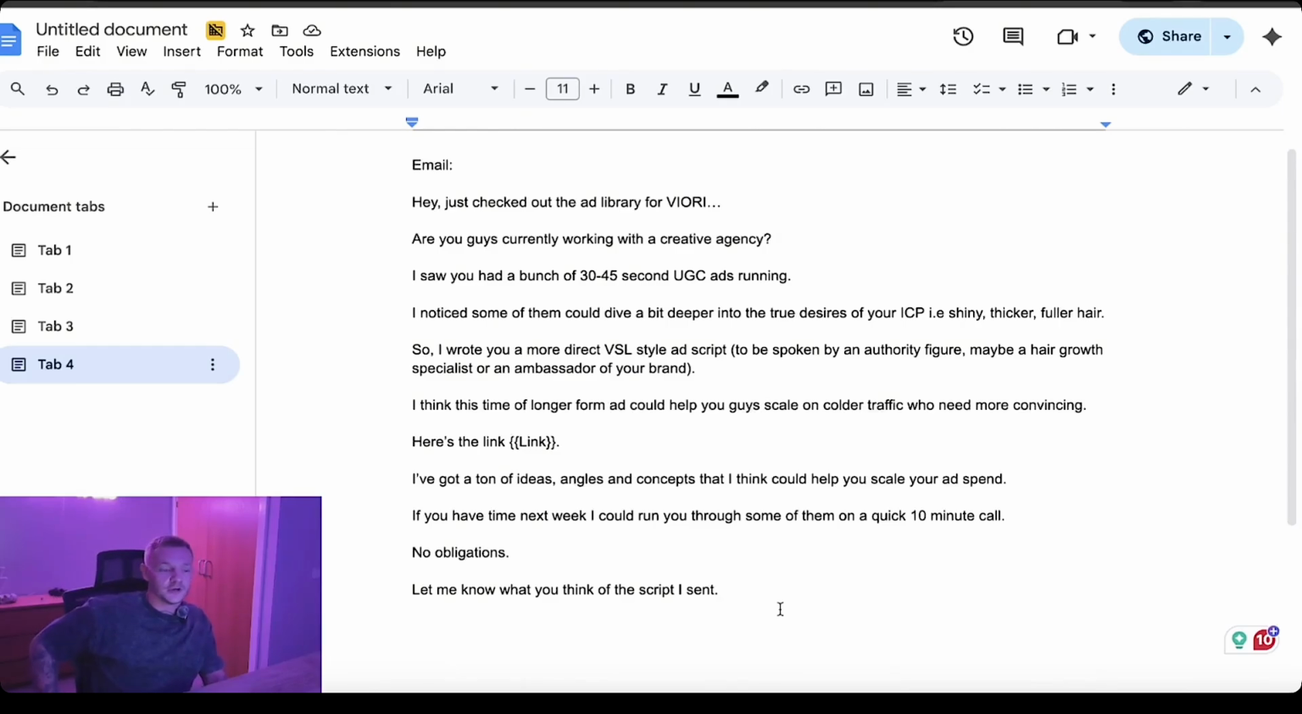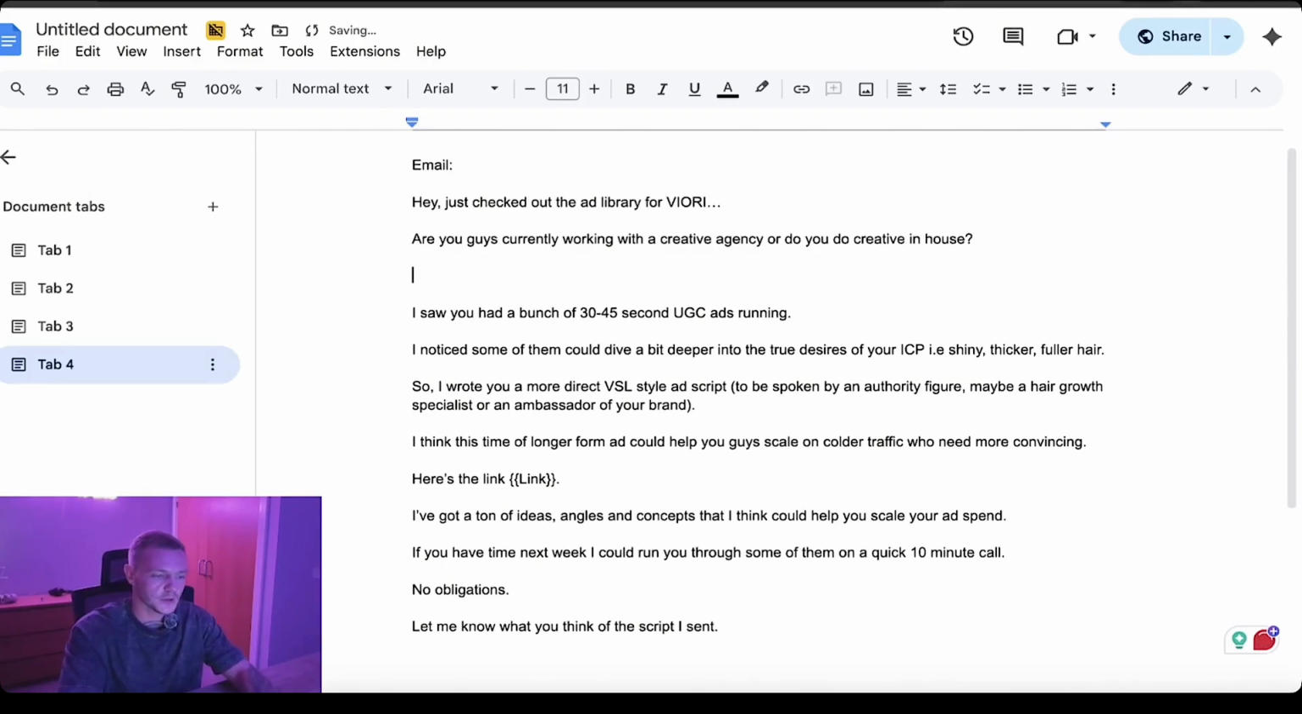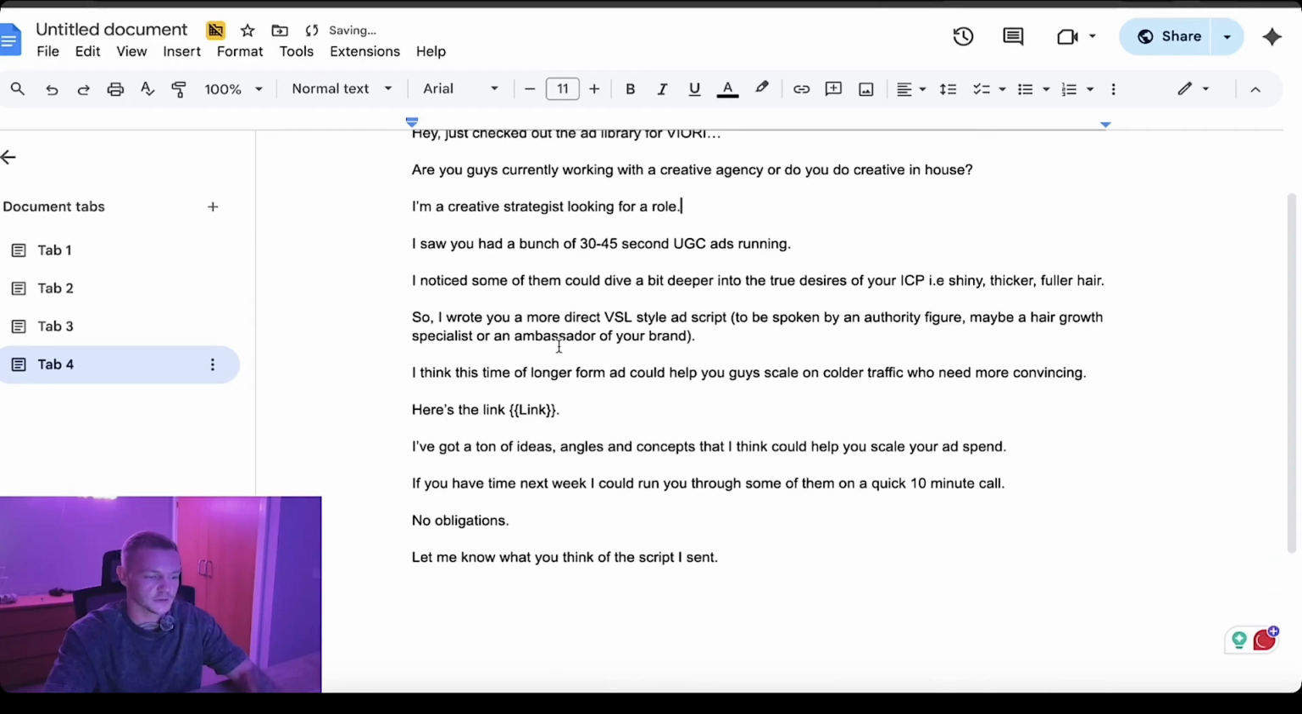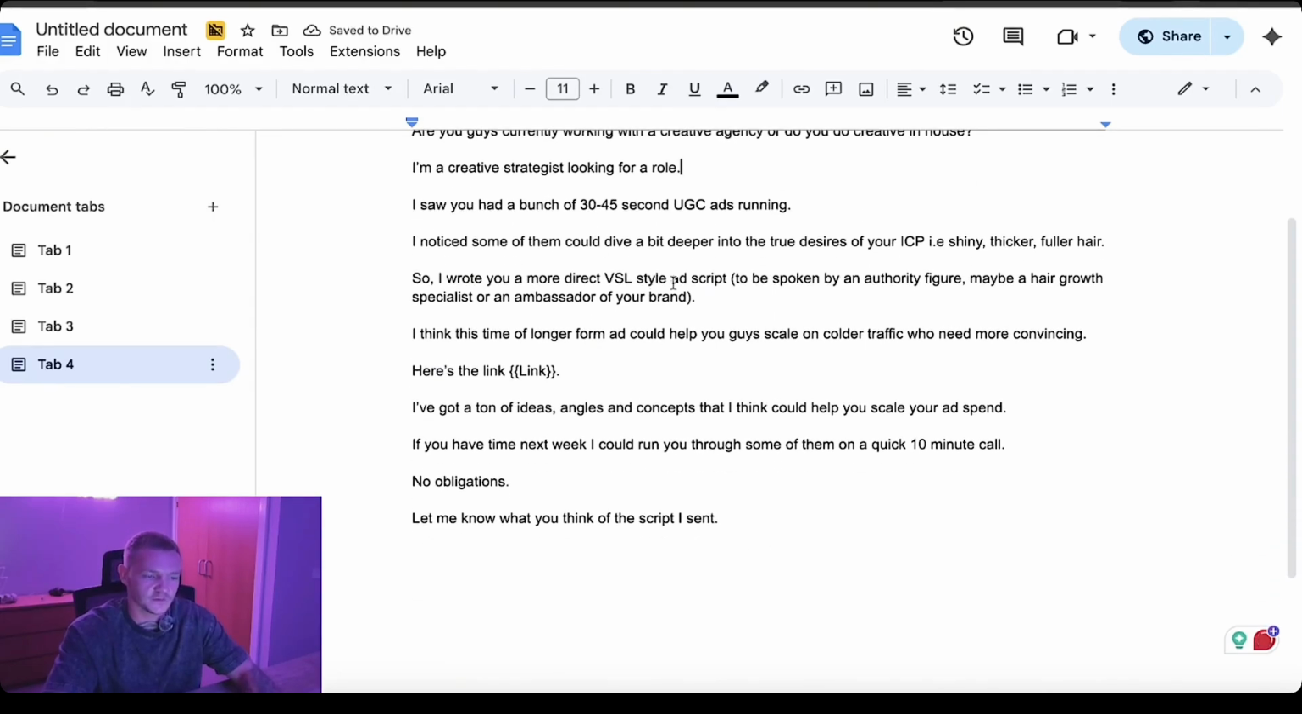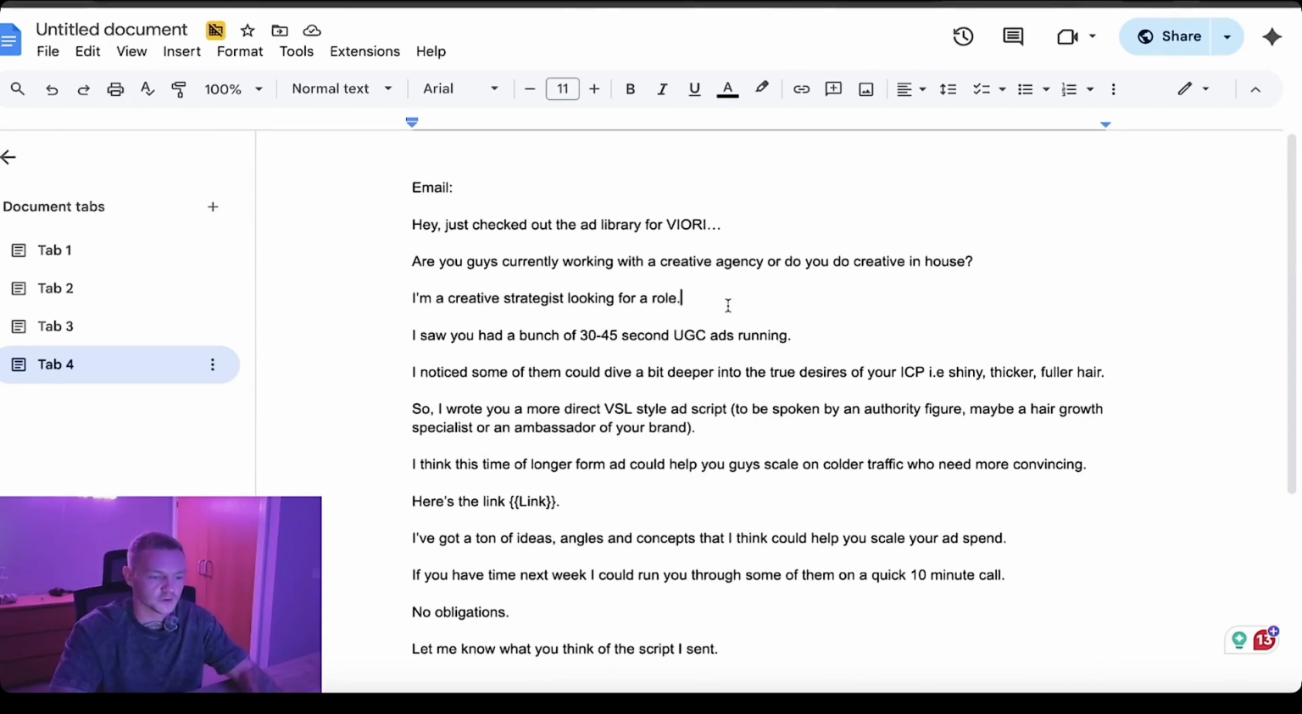So what you need to do is come in like this. Look, I see that you've got 150 ads running. Do you work with a creative agency or do you have a team in-house? You can even ask if they have any positions open for a creative strategist. Are you guys working with a creative agency or do you do creative in-house? I'm a creative strategist looking for a role. Then say blah blah blah, and it's the same thing. But you've said you're looking for a role. You're being upfront. You're saying, look, do you have an agency?